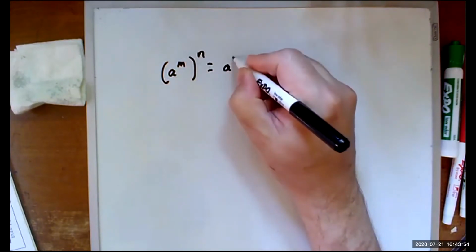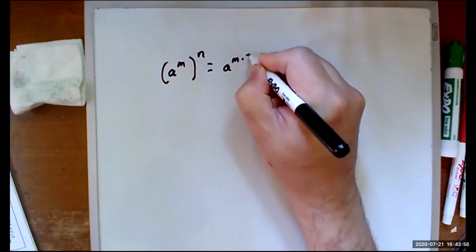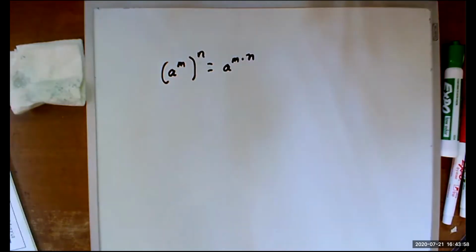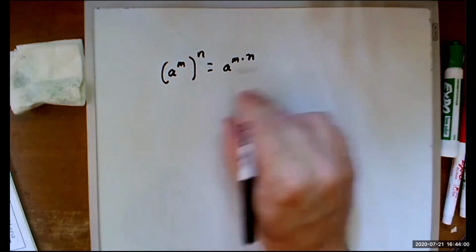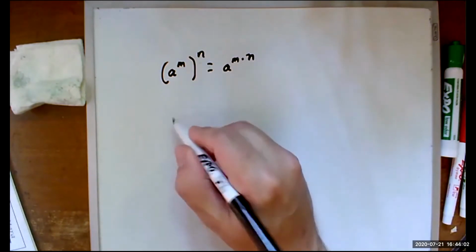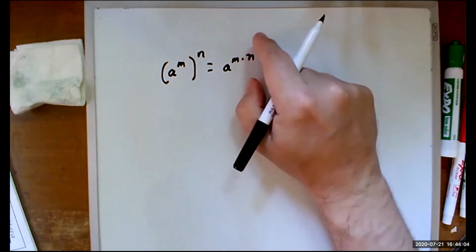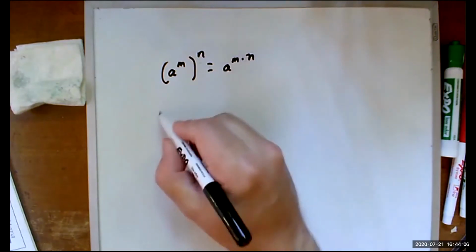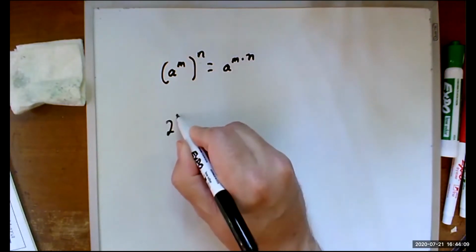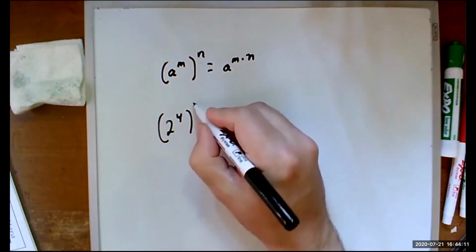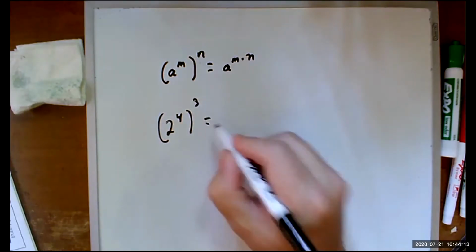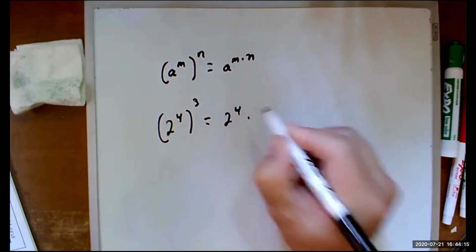Moving along, if we have some number raised to a power and that whole thing is raised to a power, we multiply the powers. Why do we multiply the powers?